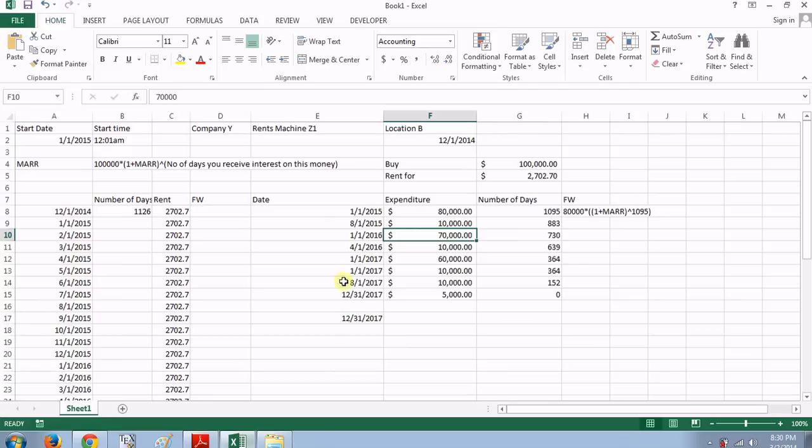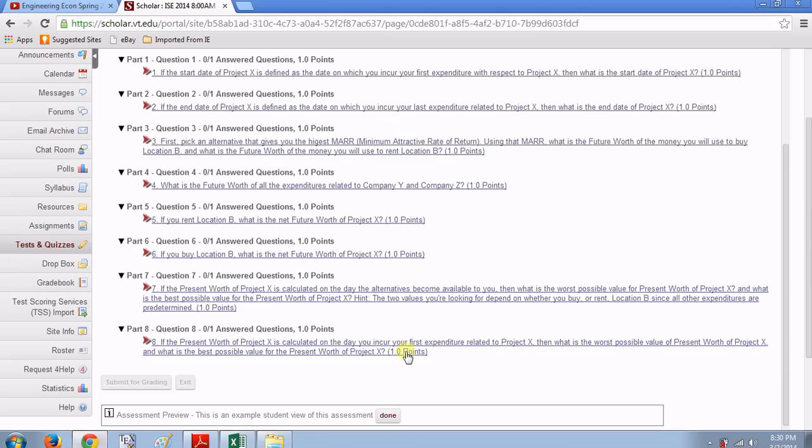And I told you in class a shortcut to do this: figure out the future worth first, and then just shift the value of the future worth, because future worth lies on the end date of the project. So you just shift that value to the start date of the project. Okay? So keep that in mind. Two values you're looking for depend on... I've already told you that, so that's not so bad.